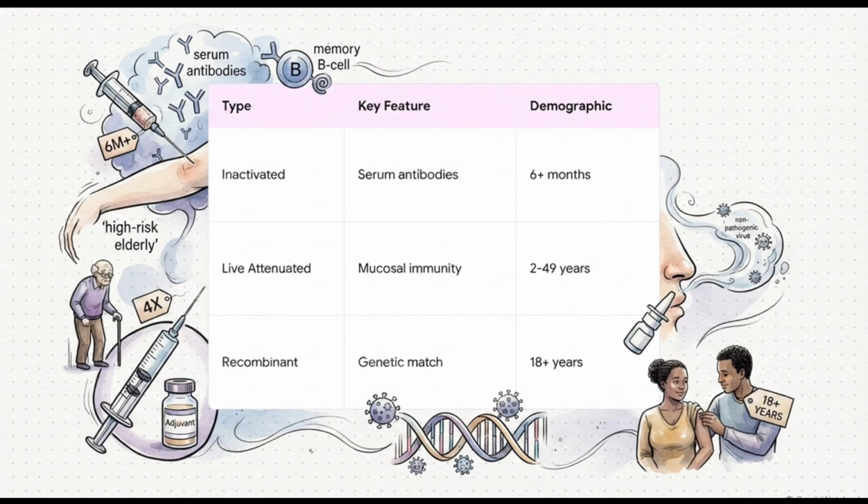The inactivated vaccine is the standard injection for pretty much everyone over 6 months old. Notably, high-risk elderly patients require a massive quadruple dose or a special adjuvant just to wake up their aging immune systems. Next, we have the live attenuated nasal spray, which is fantastic for building mucosal immunity. And finally, there's the newer recombinant vaccine for adults, which offers an exact genetic match to the circulating strain. Understanding these options really empowers you to advocate for the right protection for you and your family.